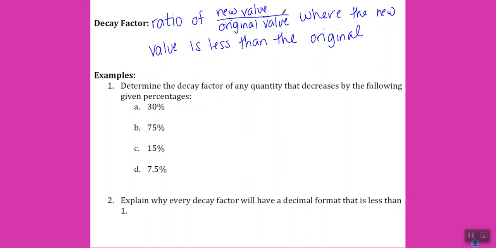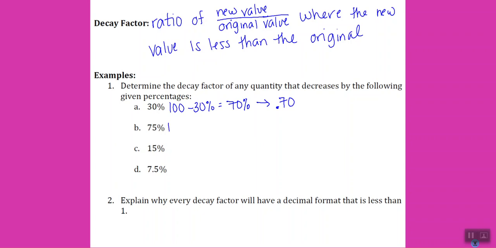So if we're going to decrease by 30%, we're going to take 100%, subtract off that 30%, which means we'd be left with 70%, which when we convert that to a decimal is 0.70. Basically, if you think about it like you're at the store, if something is discounted 30%, you're only paying for 70% of that item.